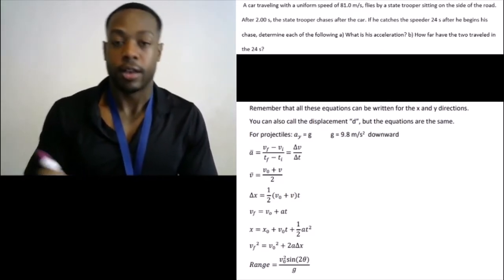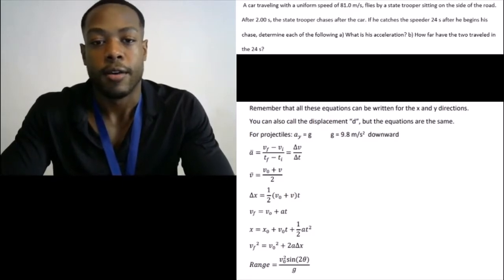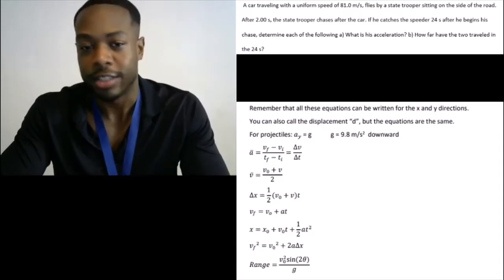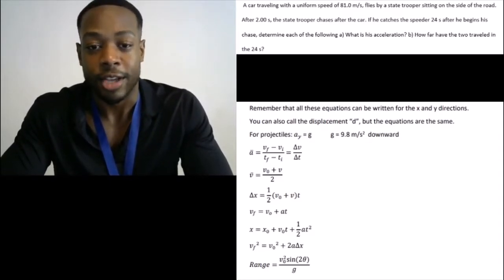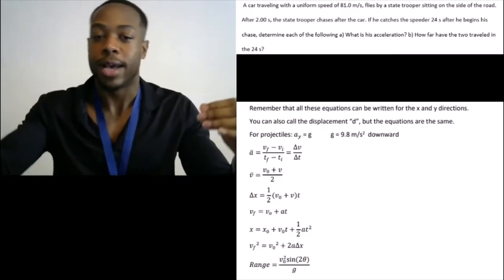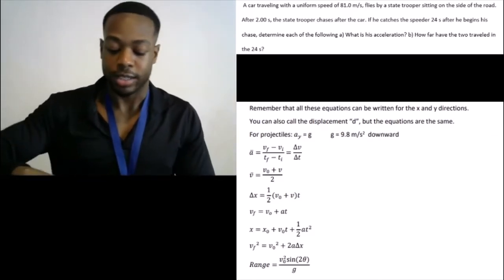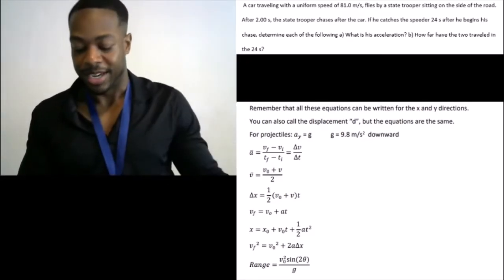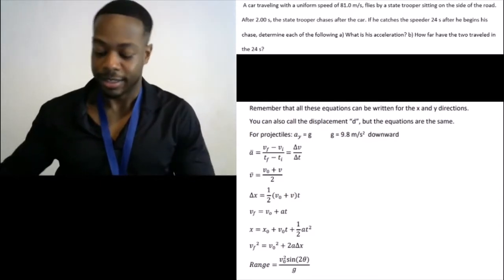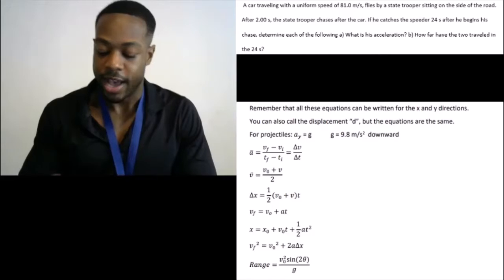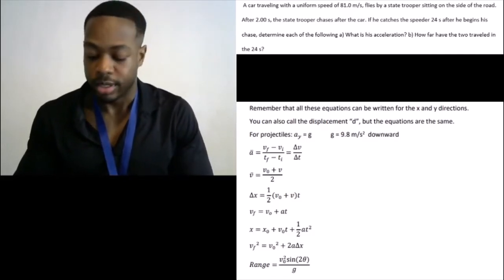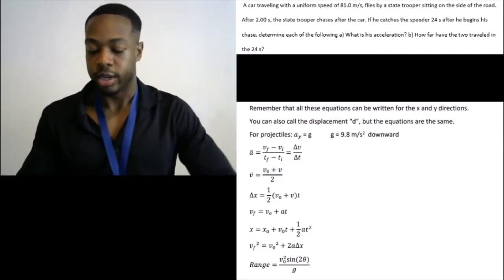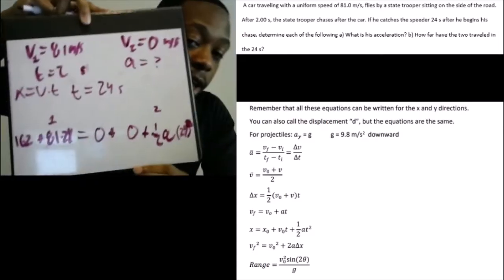For his velocity times time, his initial velocity is going to be 0 because he starts at rest, right? He's initially sitting and the guy speeds past him and then he starts accelerating after him. So his initial velocity is going to be 0. And then acceleration is what we're finding. So we're going to do plus 1/2 acceleration, which we don't know, times time, which we know is 24, squared. So 1/2 a t squared. So we've got 1/2 a 24 squared.